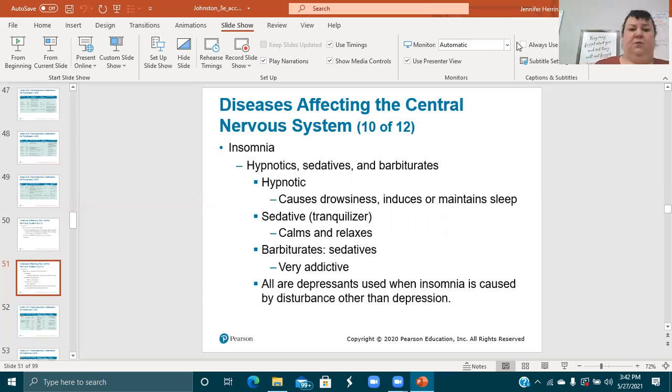So with those prescription sedatives that are available, we have the hypnotics, sedatives, and barbiturates. Hypnotics cause drowsiness and induce or maintain sleep, whereas a sedative or tranquilizer is going to calm and relax. And barbiturates are sedatives, but they can also be very addictive. All are depressants used when insomnia is caused by a disturbance other than depression.